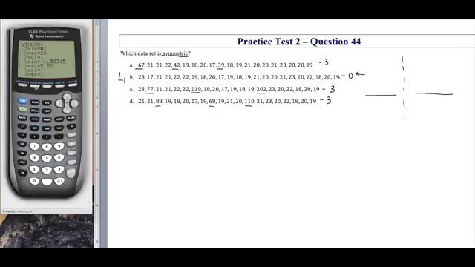Next, hit Window, arrow down to X scale, and make sure that it is 1. Then hit Zoom and 9. This is the graph of our data. And if you notice, if you draw a line down the middle of the data, what's on one side mirrors what's on the other side. So the correct answer choice is B.